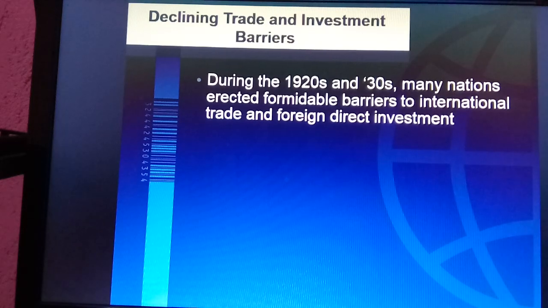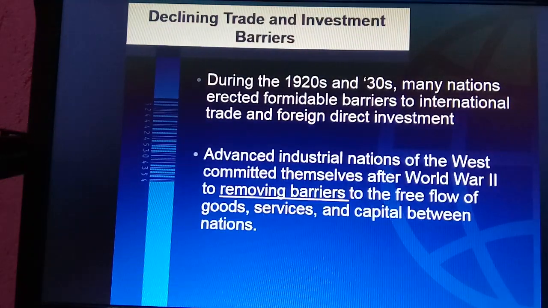They established formidable barriers to international trade. They were not so accepting of international trade. So they were just focusing on what is local or national within the country and also foreign direct investment. So they were adamant, they were hesitant. Then advanced industrial nations of the West committed themselves after World War II to removing barriers to the free flow of goods, services, and capital between nations.